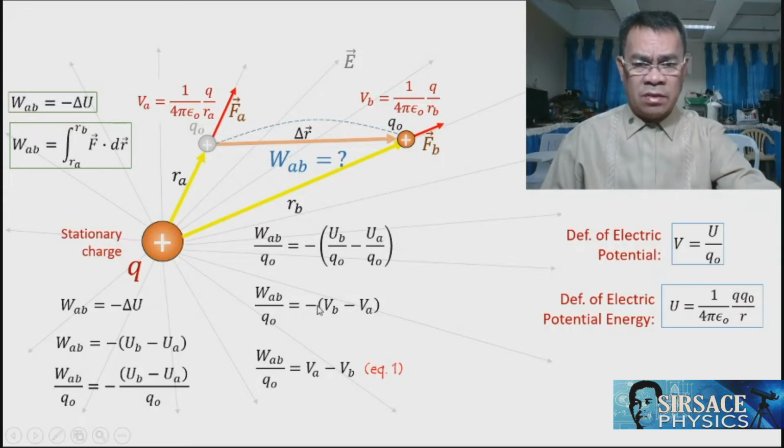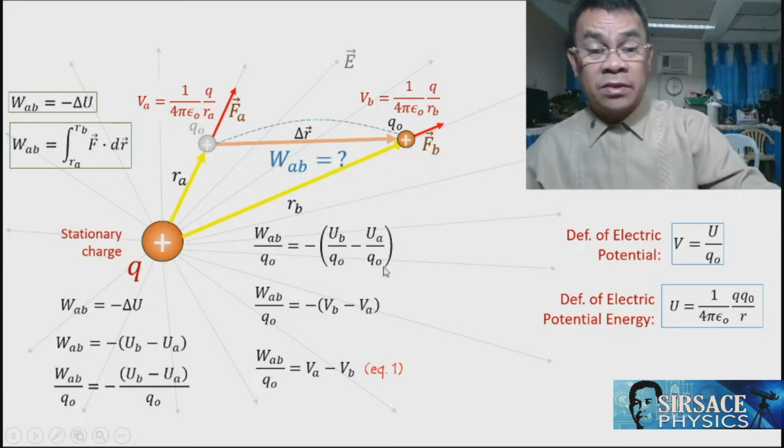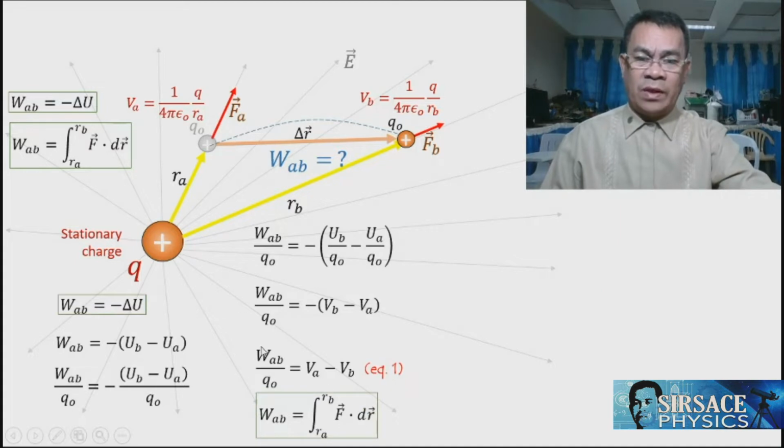Now take note, if we remove the grouping symbol, then we come up with the potential initial minus potential final. Okay, so let us say this is equation 1, and we still have another way to calculate the work done from A to B. So this time we will use this one.